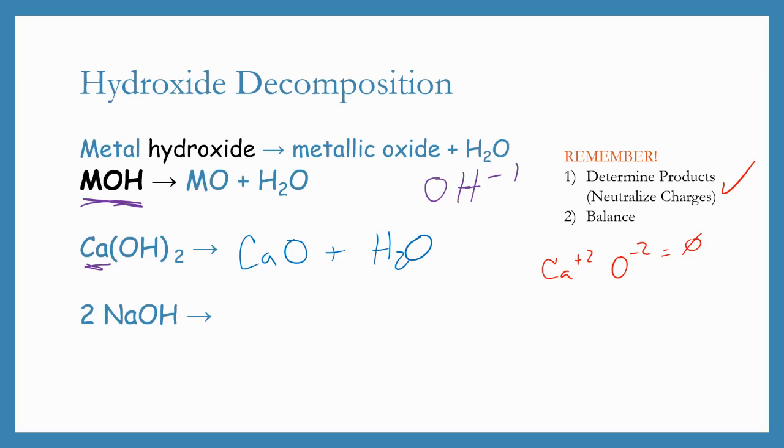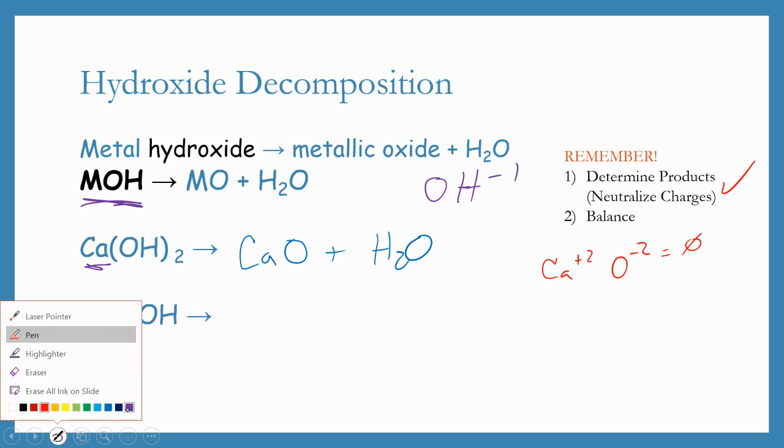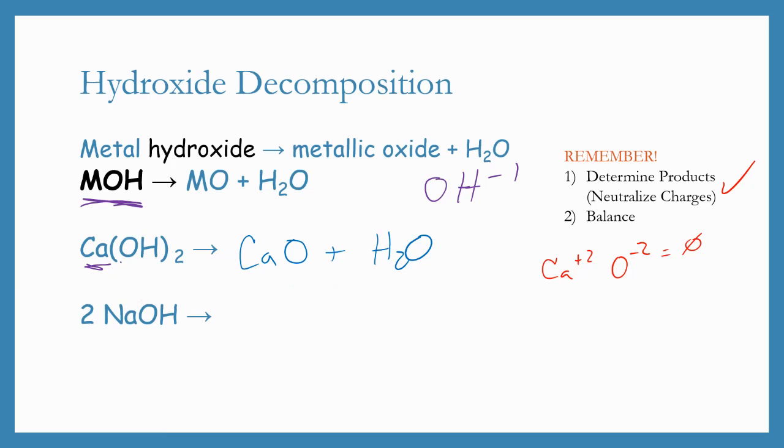So now that we've done this, now we can balance. And with balancing, we can't mess with subscripts. So there's 1 calcium, there's 2 hydrogens, and there's 2 oxygens. So it's done. All right.